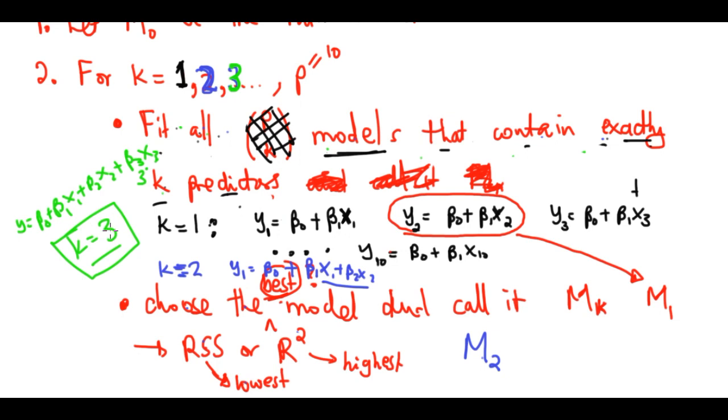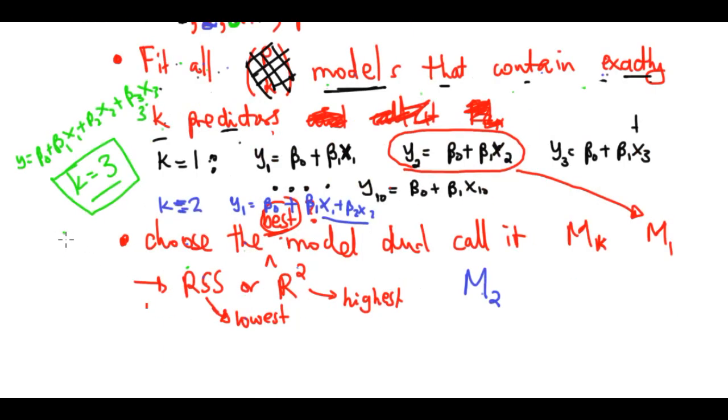After you're done fitting all those models, you choose the best model out of those, and you call it M3. So now you have your M3, which is the best model for that set, for k equal to 3. And it's the best model depending on the RSS of that set. Which one is the lowest RSS, or which one is the highest R squared for that set that you have, right?